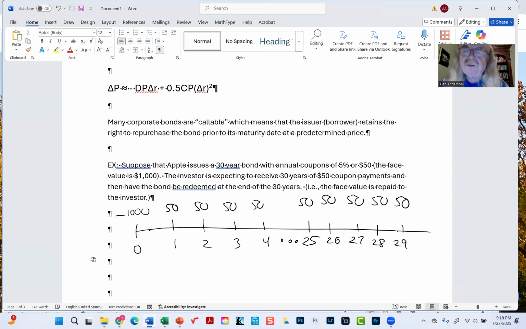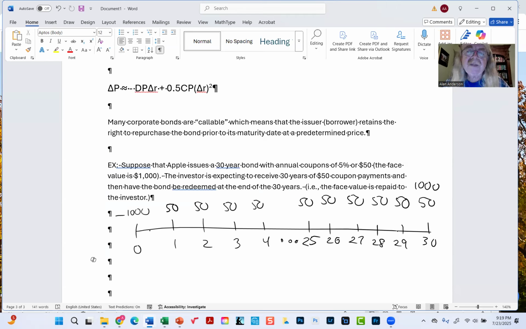But in the last year, you also get the $1,000 back. So I'm going to write it as two separate terms to indicate that we get $50 every year for the rest of the life of the bond, plus a repayment of the $1,000 at the end of year 30. And this is the set of cash flows that the investor is expecting to receive.